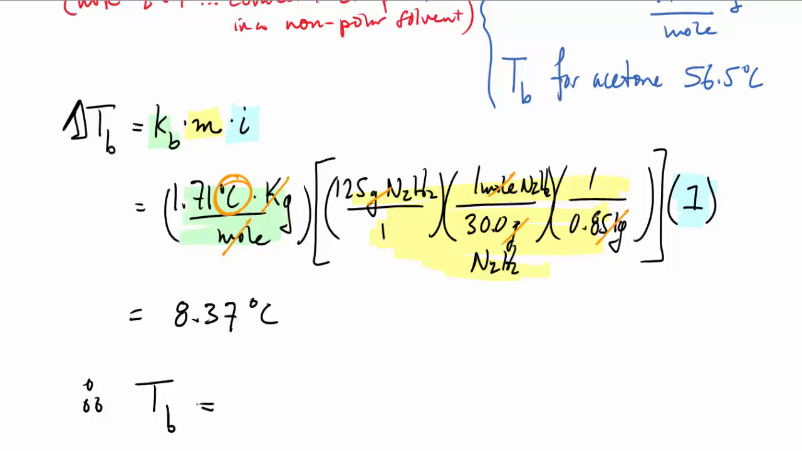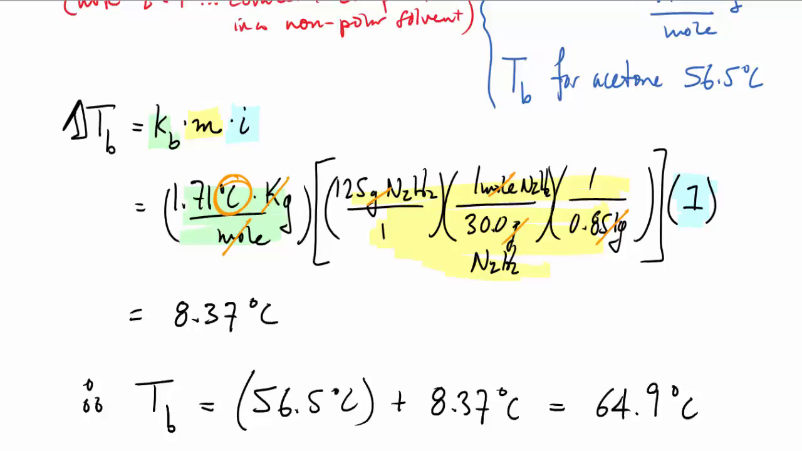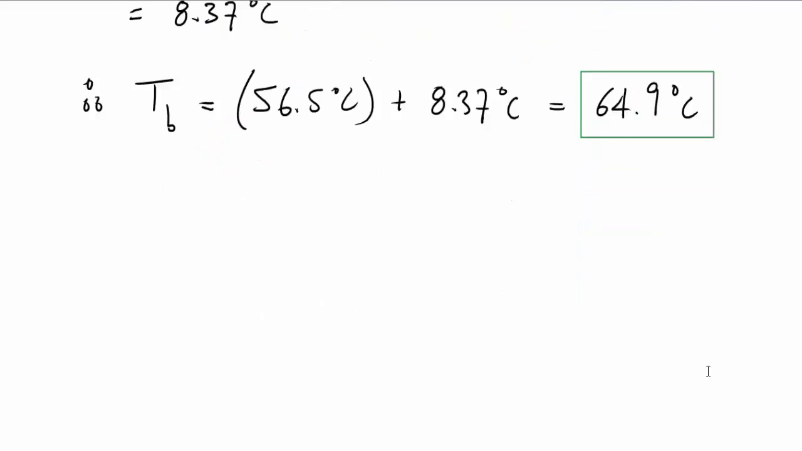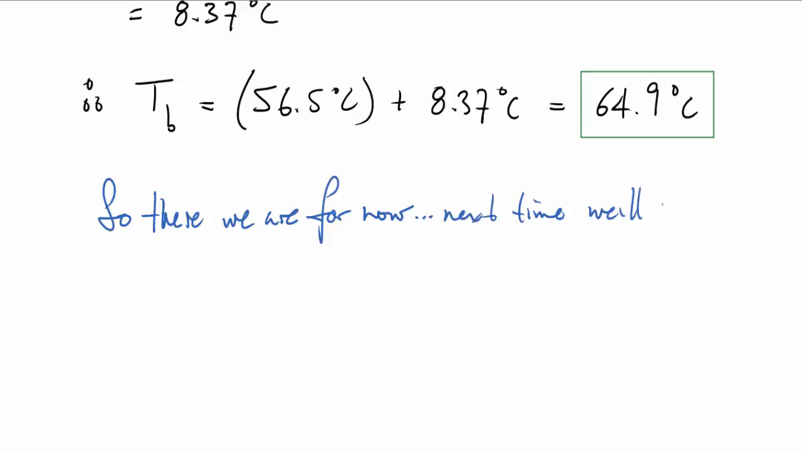That is to say, the boiling temperature of this solution has been increased by 8.37 degrees from the 56.5 degrees it was before you put in the N2H2, and the new boiling temperature will be 64.9 degrees Celsius. So there we are for now, a simple look at the colligative properties of solutions, at least the boiling point elevation and freezing point depression.